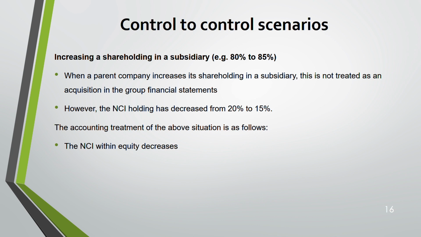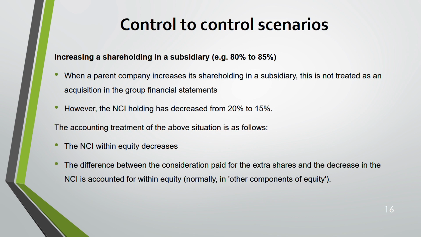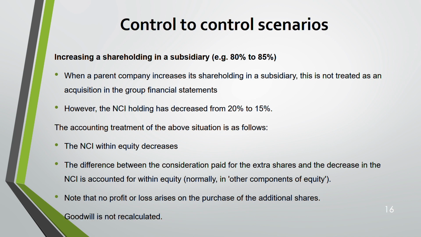So the accounting treatment is like this. NCI within equity decreases, and the difference between the consideration paid for the equity shares and the decrease in the NCI is accounted for within equity. Please understand, whenever it's control to control, there is no profit or loss. Profit and loss is only calculated when you are gaining or losing control, not in this scenario. Also, goodwill is not recalculated. Goodwill is only calculated the first time when you gain control. The second time, when percentage is increased, you're not calculating goodwill.